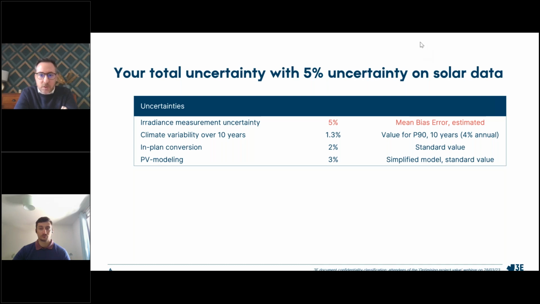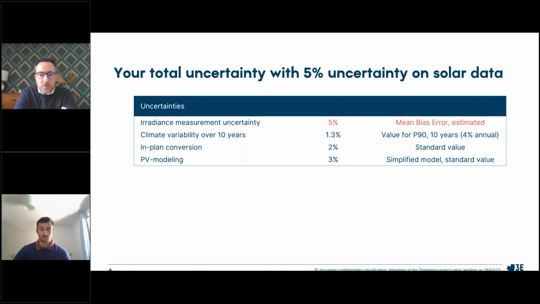The third category of uncertainty in your model is in-plane conversion. For irradiance, you have it on a horizontal value, GHI, sorry. And you have to convert it to the plane, meaning you have to consider the tilt and the orientation of your assets, and you have some assumptions and maybe inaccuracy in your model. A typical, standard value for this uncertainty is 2%, which is a normal value.